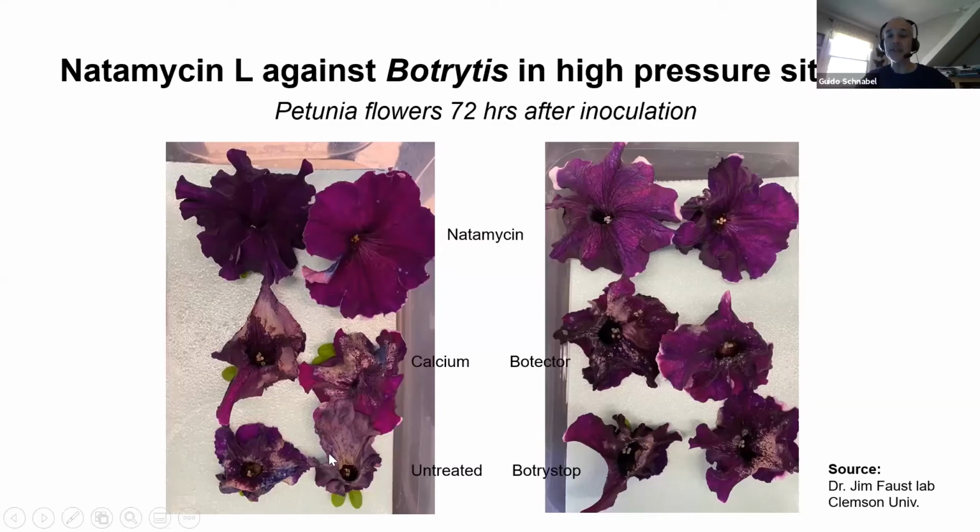treatments failed, including calcium treatments and Botrytis Protector. So those biological agents that we tried didn't do anything. But natamycin did a good job. Again, evidence that natamycin not only works against anthracnose, but also against gray mold. You can't spray it, but you can use it as a dip. It's not registered as an aerial spray.